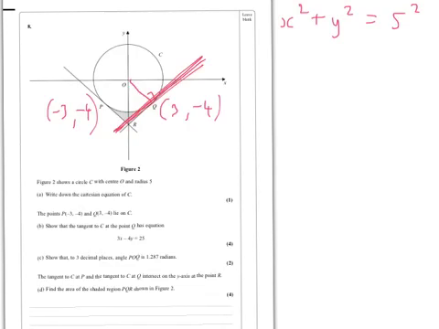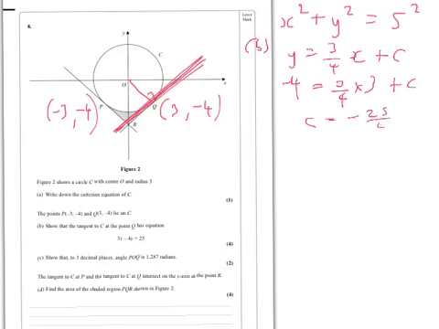So we're looking for y equals gradient x plus c. Chuck in the coordinates 3 comma minus 4 and that gives us minus 4 equals 3/4 x plus c, so 9/4. Add that over to the other side, we get c equals minus 16/4 minus another 9/4, minus 25/4, I think.